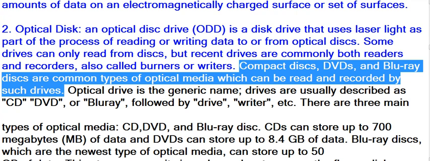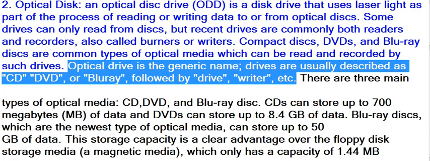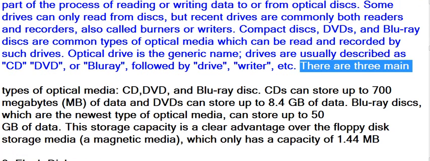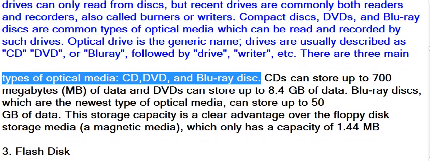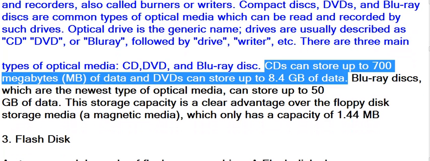Optical drive is the generic name. Drives are usually described as CD, DVD, or Blu-ray, followed by drive, writer, etc. There are three main types of optical media: CD, DVD, and Blu-ray disc. CDs can store up to 700 megabytes (MB) of data and DVDs can store up to 8.4 gigabytes of data.